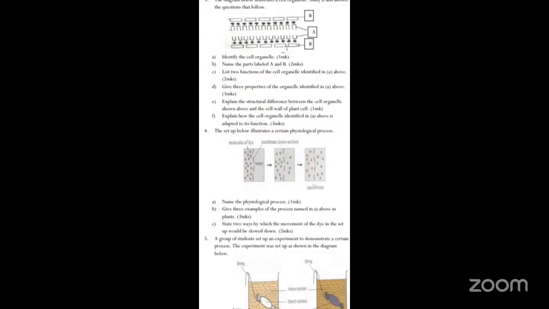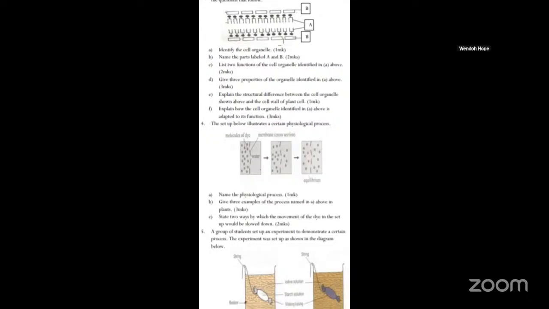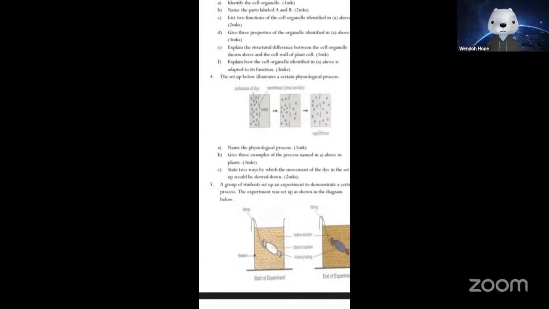So the question is asking you to state two ways by which movement of the dye in the setup, not would be increased, no, we have said slowed down. So anyone who will tell us ways in which we can slow down the movement of the dye? Anyone? Reducing the temperature.